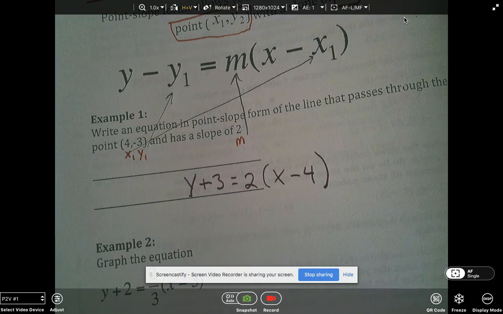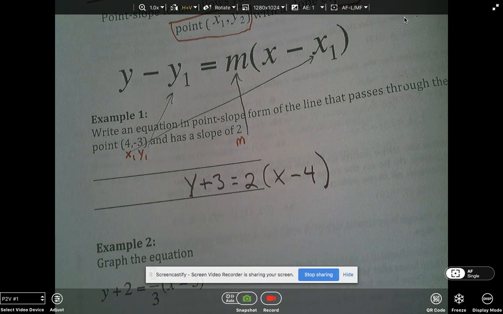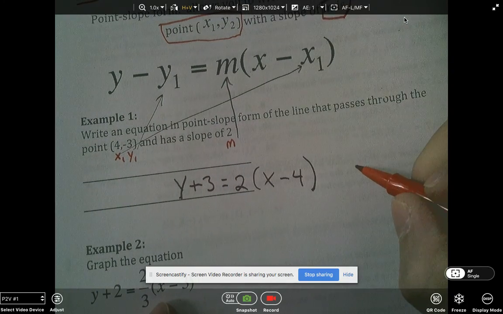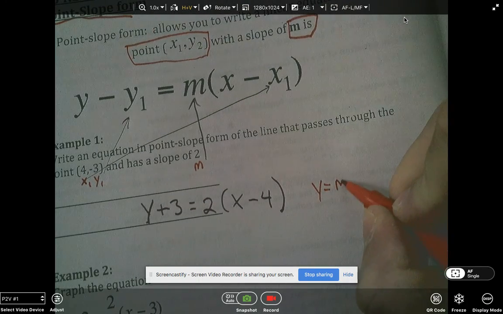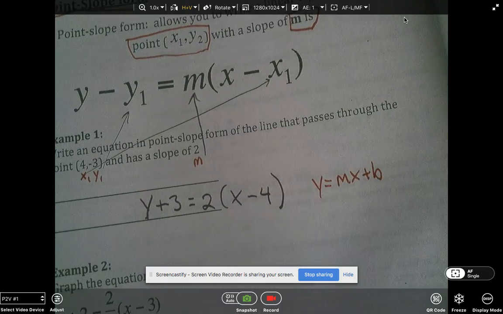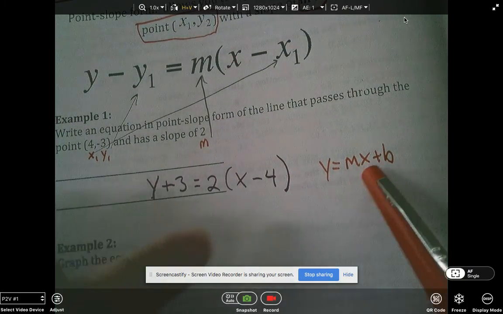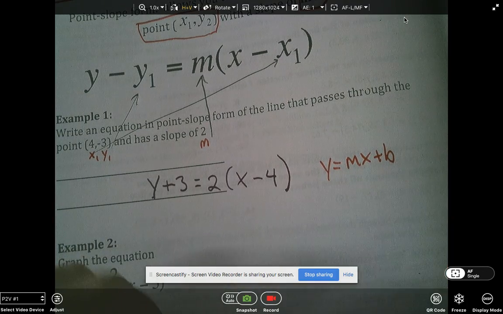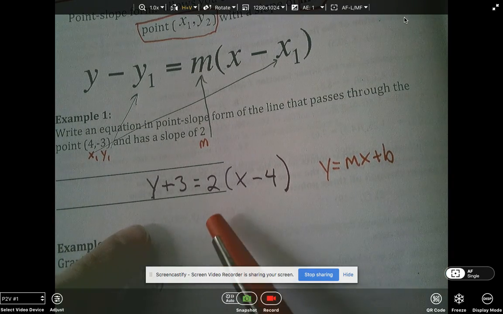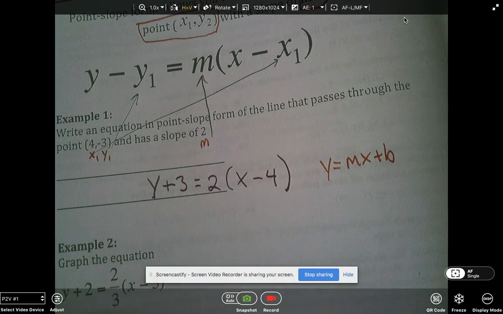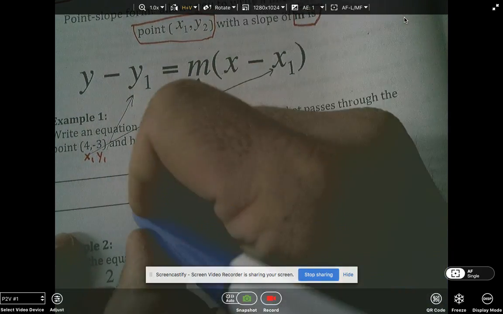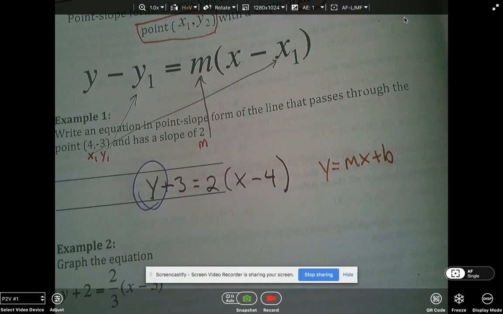But the more user-friendly way to write equations is in slope-intercept form, which is y equals mx plus b. A lot of times when we have point-slope form, it's a good way to start, but we want to eventually go back to the y equals equation. So let's work through this example together to solve and figure out what the y is going to be equal to. We're going to solve for that y.